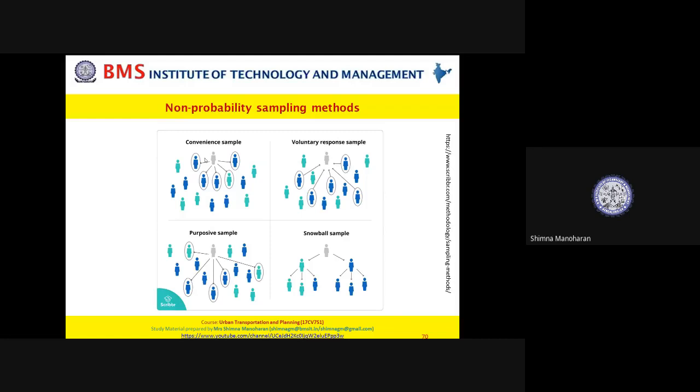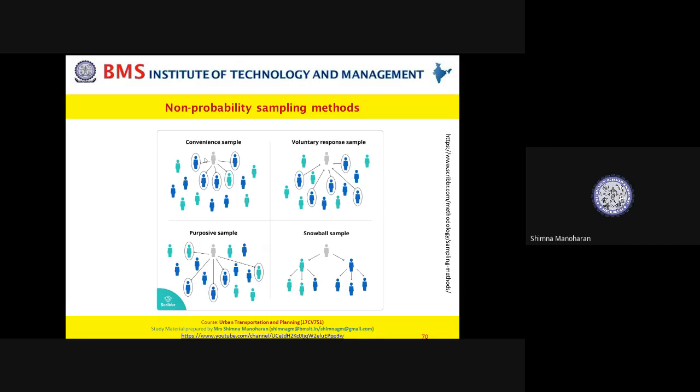What might be the disadvantage here? It's not representative, right? Is it representative? No, you're just considering the buses that are moving from Puttanhalli to Avalahalli, not the entire population. So this will be highly biased and it's not at all representative of the population.